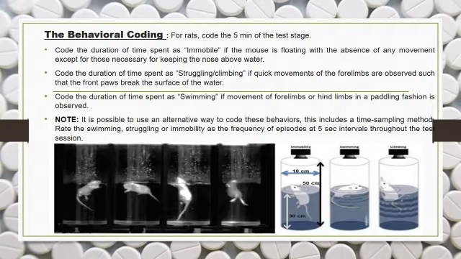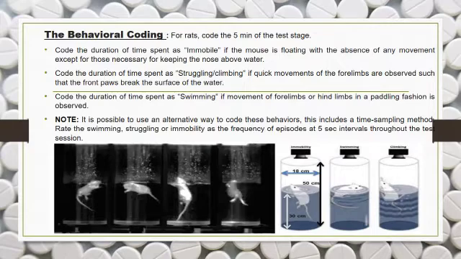Now we have the behavioral coding or observable behavior. For rats, code the 5 minutes of the test stage. Code the duration of time spent as immobile if the animal is floating with the absence of any movement except for those necessary for keeping the nose above water. Code the duration of time spent as struggling or climbing if quick movements of the forelimbs are observed such that the front paws break the surface of the water.